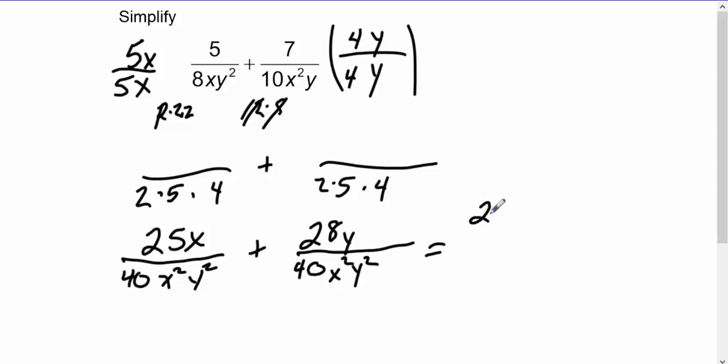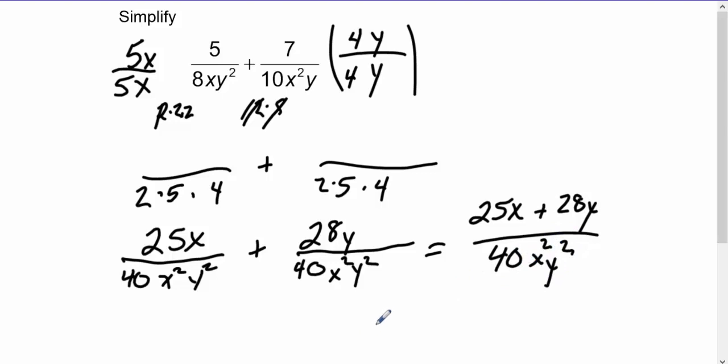Again, add the numerator, and keep the denominator. Nothing reduces because this is all linked by addition.